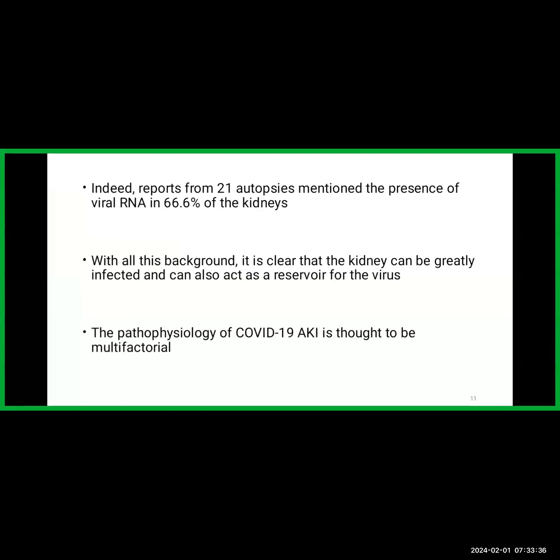So indeed, reports from 21 autopsies mentioned the presence of viral RNA in 66.6% of the kidneys. That shows that the kidneys are highly vulnerable to COVID-19 complications. With all this background, it is clear that the kidney can be greatly infected and can also act as a reservoir for the virus.